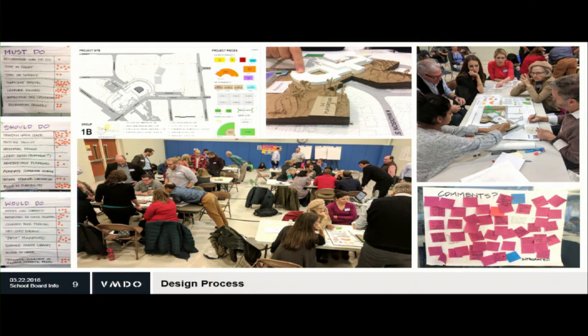A few images from our design process. We had a lot of activities that helped draw out from the committees what they felt was most important at the site. We also had design workshops that were designed to foster empathy around the constraints of the site and the limitations and possibilities of where we could build. And the results of that were six different design options that came out of that process.